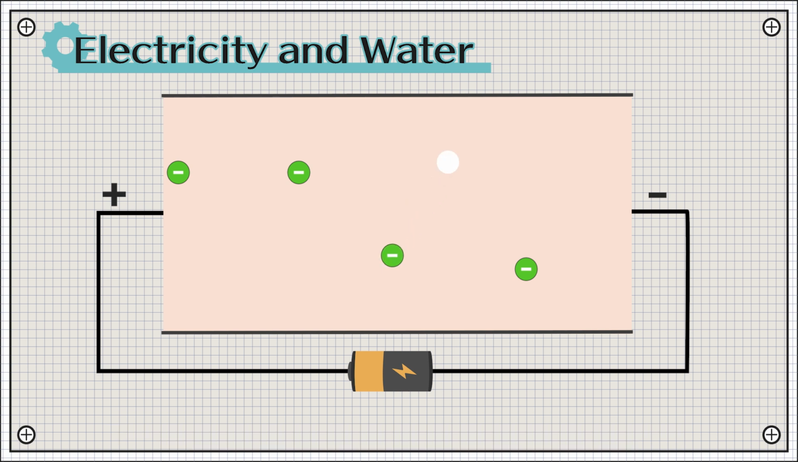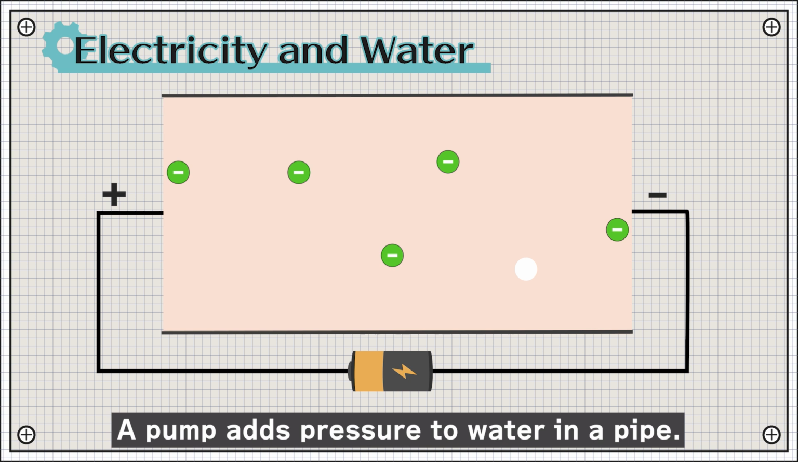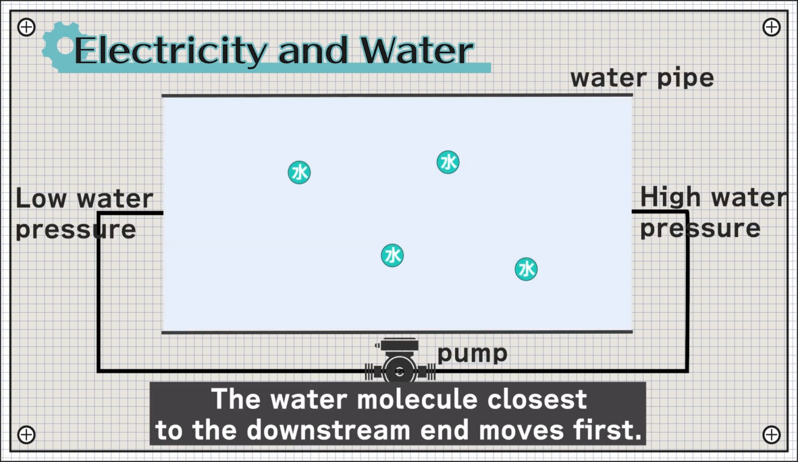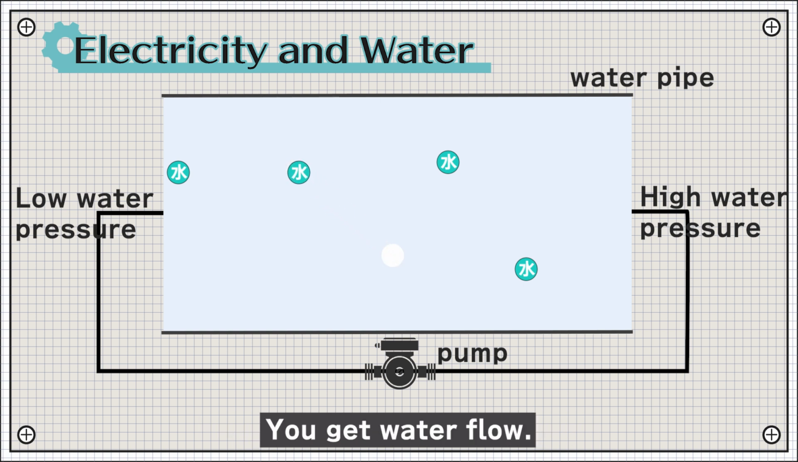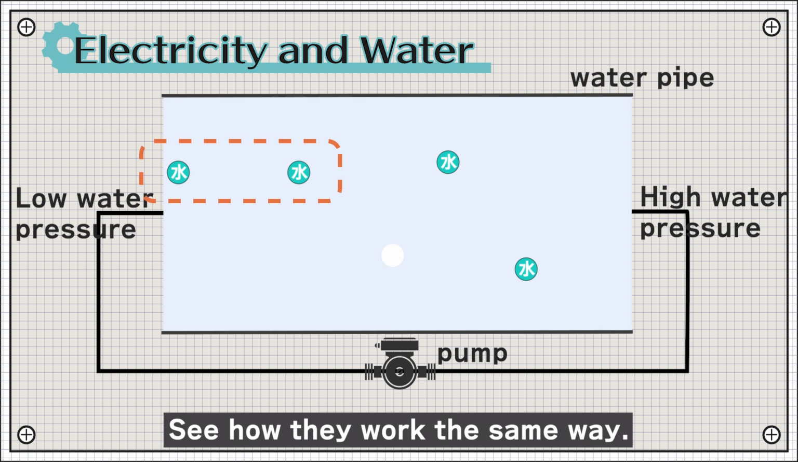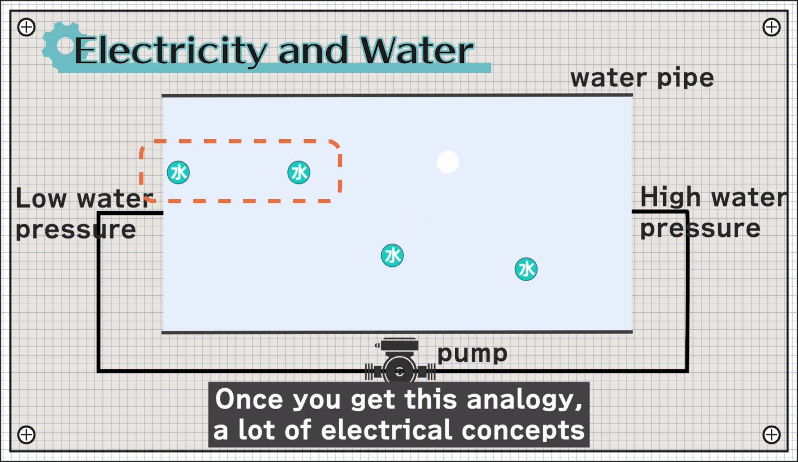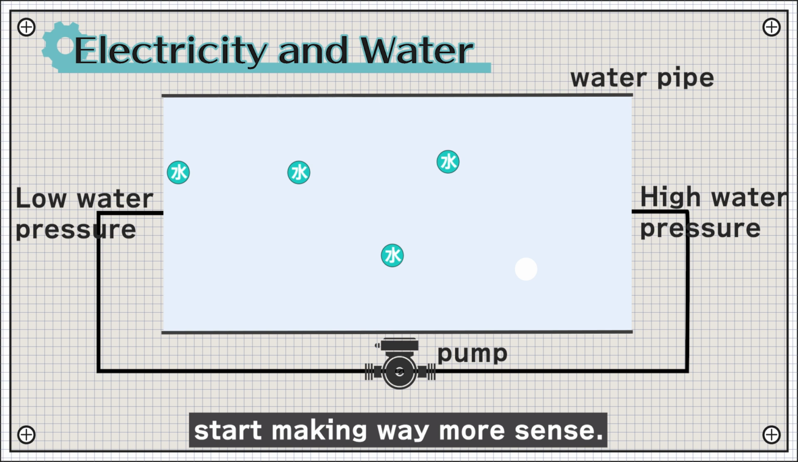In the water world, a pump adds pressure to water in a pipe. The water molecule closest to the downstream end moves first. The next one fills the gap. Then the next. Repeat, you get water flow. See how they work the same way? Once you get this analogy, a lot of electrical concepts start making way more sense.